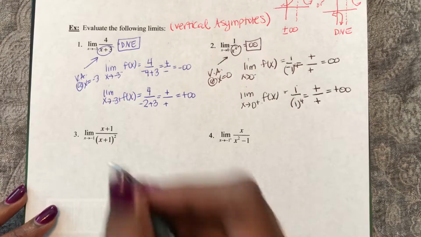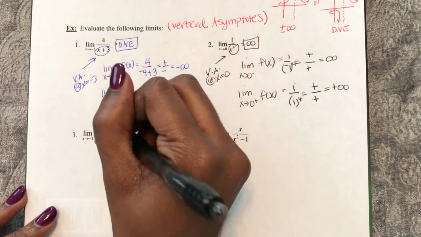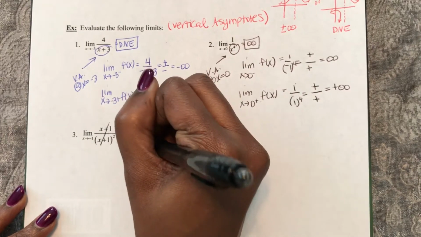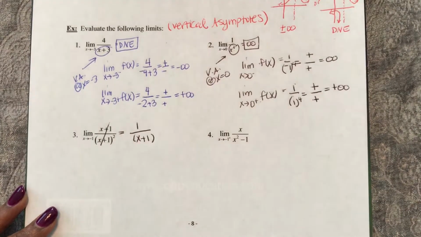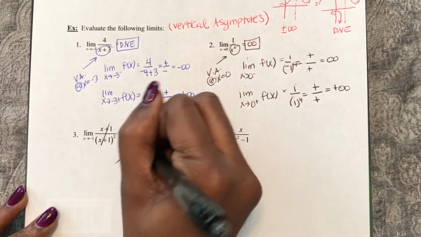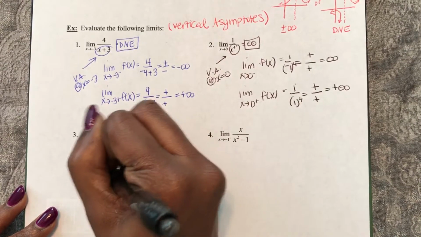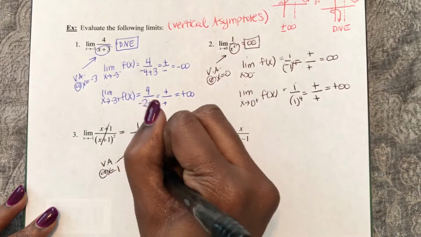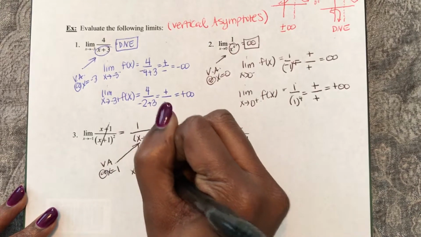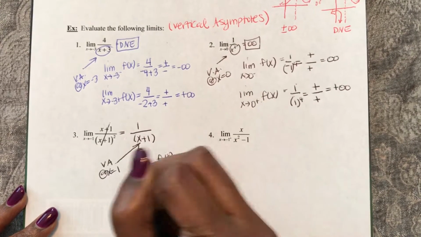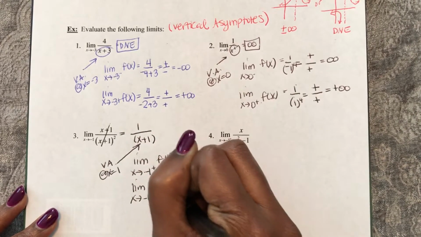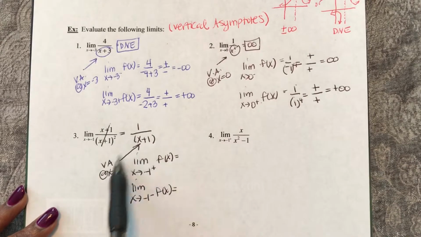Moving down to number 3. Well, first, this can cancel, and I get the limit of 1 over x plus 1. So this still has a vertical asymptote at x equals -1. So I need to check the limit as x approaches -1 from the right of f of x, and the limit as x approaches -1 from the left of f of x.